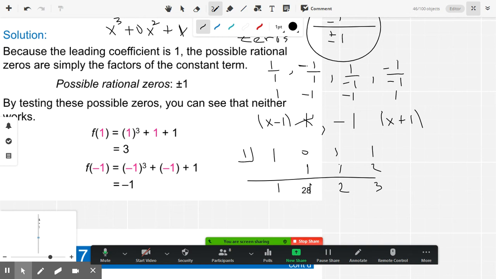So I can try it again with -1. So let's try -1 here. And then 1, 0, 1, 1. 1 drops. -1 times 1 is -1. That's -1. -1 times -1 is +1. I get 2. -1 times 2 is -2, which is a remainder of -1. So neither one of those are actual zeros. So what that means is that if there are any places where this crosses the x-axis, they're not rational, unless I did something wrong.